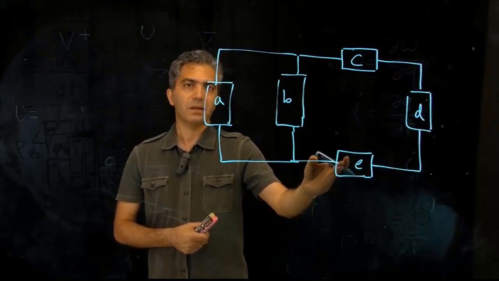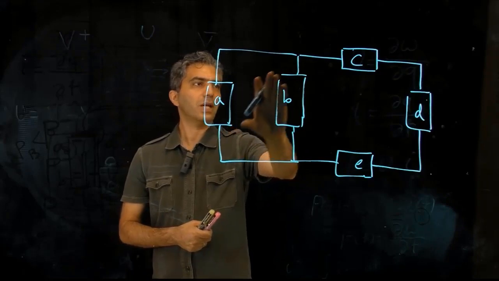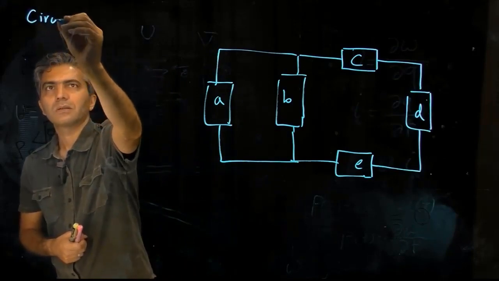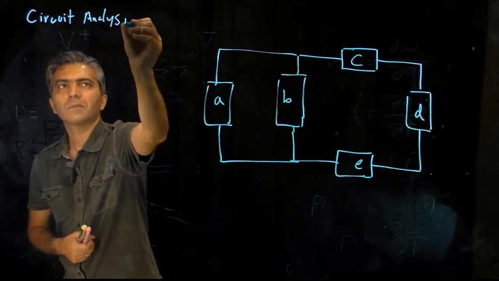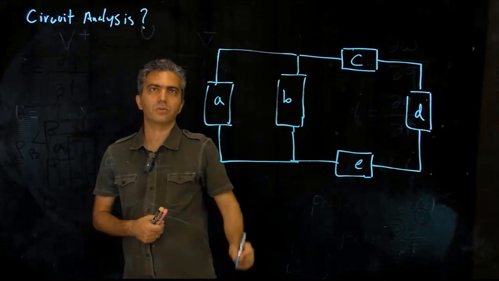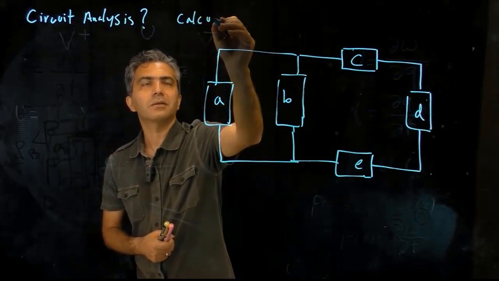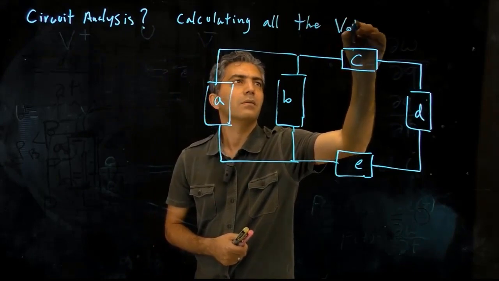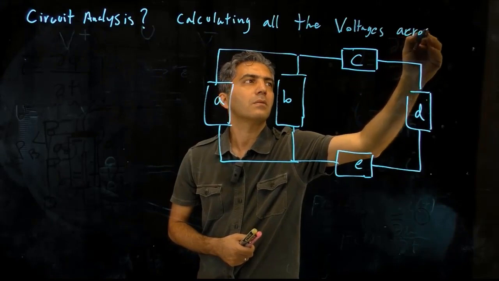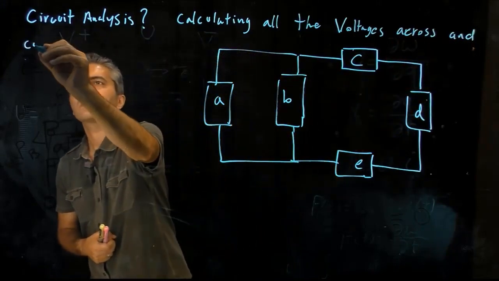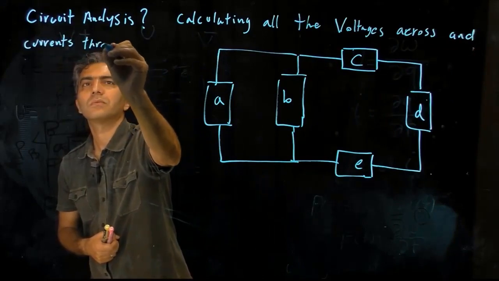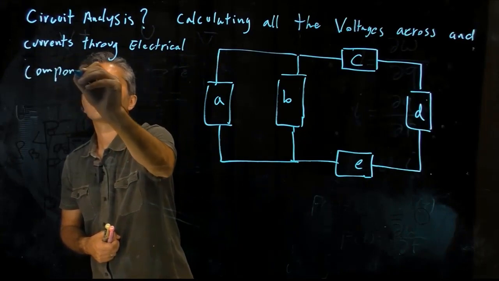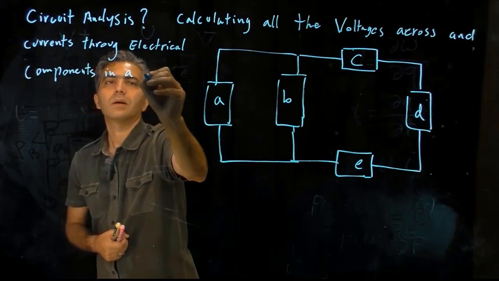So circuit analysis basically is a process through which you calculate all the voltages and currents in a network of electrical components. I'm going to write that down. So circuit analysis. This is the goal. This is what we are trying to do, which is basically calculating all the voltages across and currents through electrical components in a network.